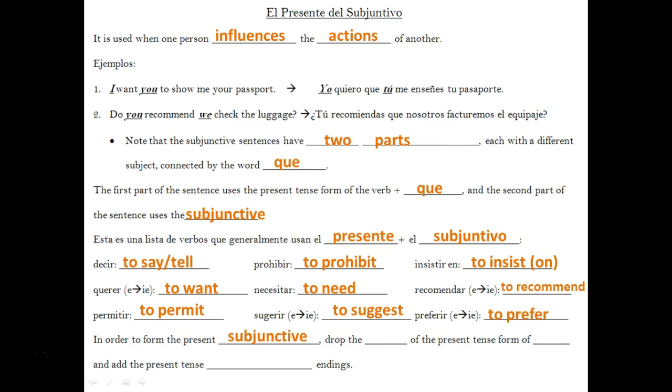In order to form the present subjunctive, you're going to first have to drop the O. You're going to have to cut it, chop it out. And then you add the present tense form of yo, and add the present tense subjunctive endings.